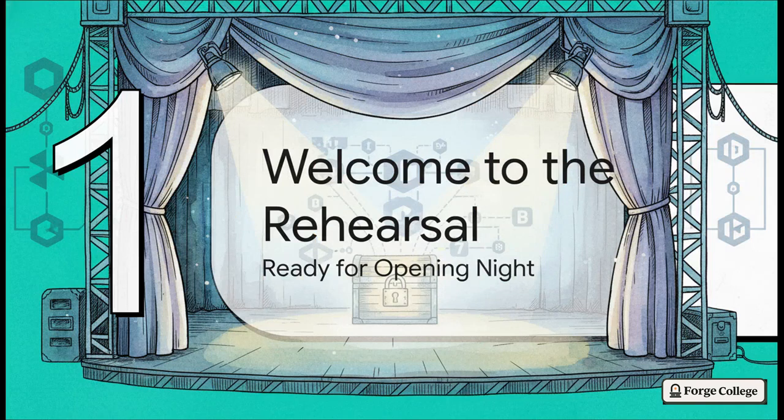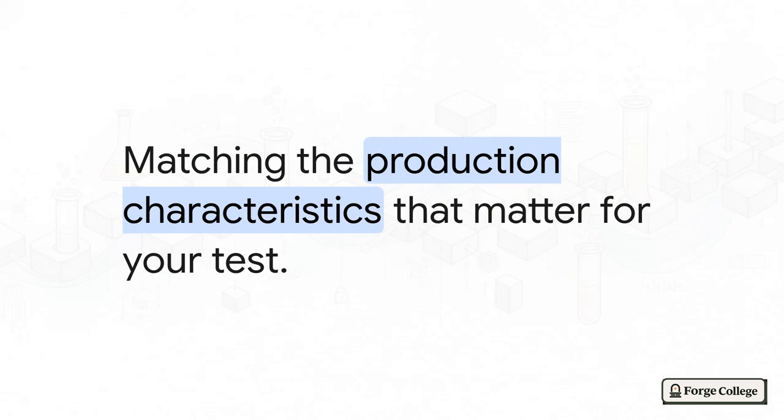Part 1. Welcome to the rehearsal, preparing for opening night. So why do we actually need all these different types of testnets before we push our code to the live mainnet? Well, it all comes down to one absolutely crucial concept. And that concept is environment parity. Basically, environment parity means matching the relevant characteristics of production that matter for the specific test you want to run.